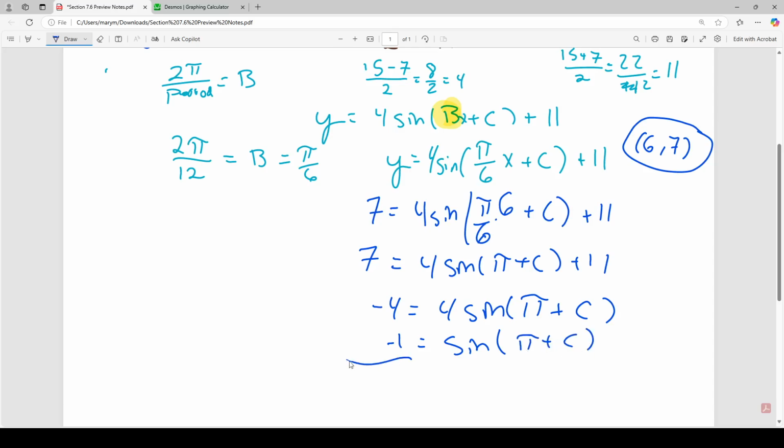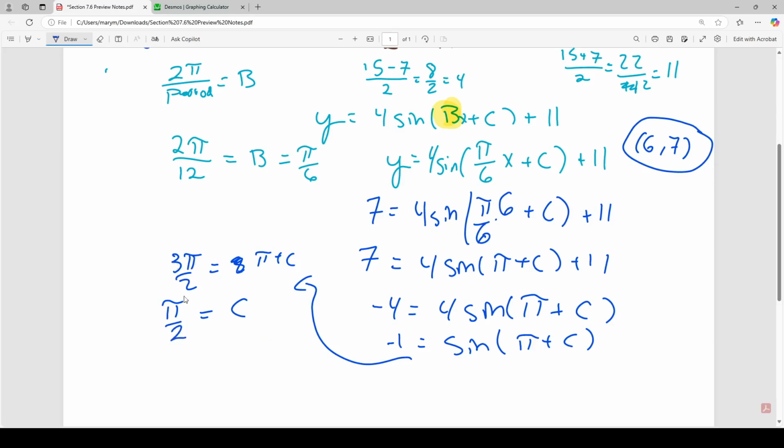I know that sine is equal to -1 at 3 pi over 2. Now I've gotten rid of the sine because I've evaluated, that's theta that gives me that, pi plus c equals 3 pi over 2. So I get that a possible value of c is pi over 2.